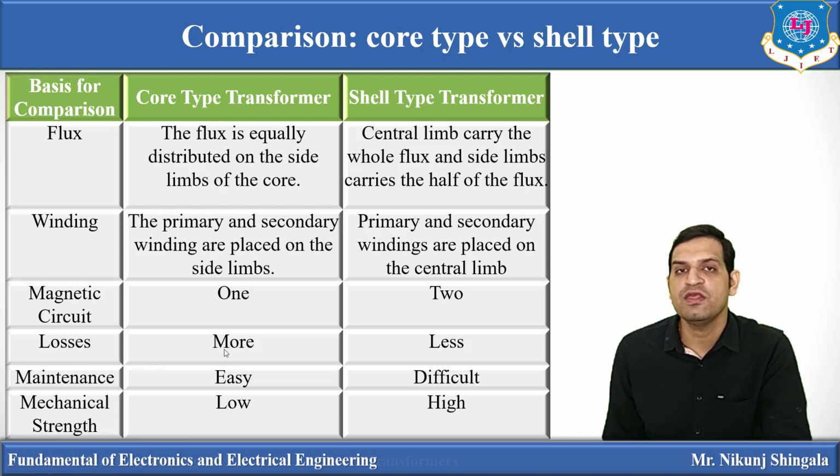The losses are more in core type transformer. In shell type transformer, losses are less. Maintenance is easy because both windings are on different limbs. Here windings are on the central limb, so maintenance is difficult. Then mechanical strength is low because a considerable part of the winding is exposed to the air. Here a considerable part of the winding is surrounded by the core, so it has high mechanical strength as compared to the core type transformer. So these are the parameters based on which core type and shell type transformers are differentiated.